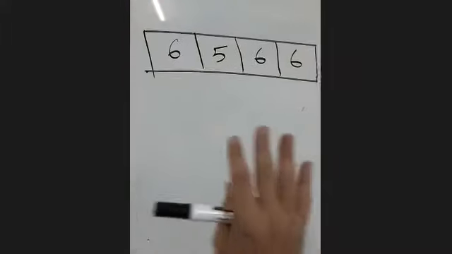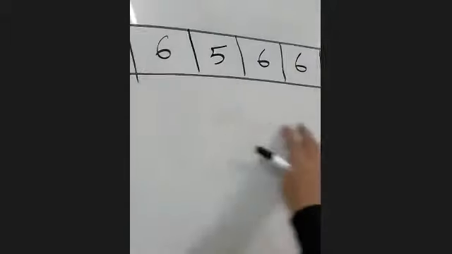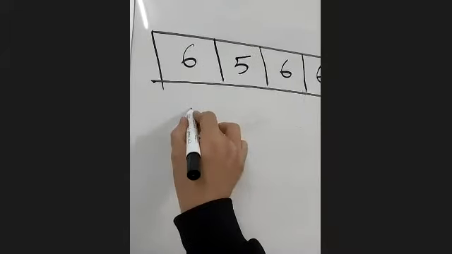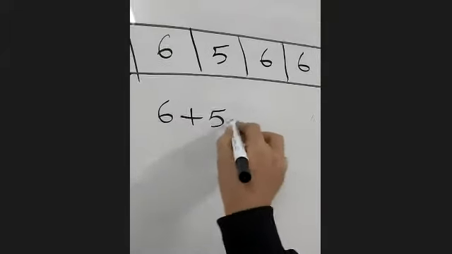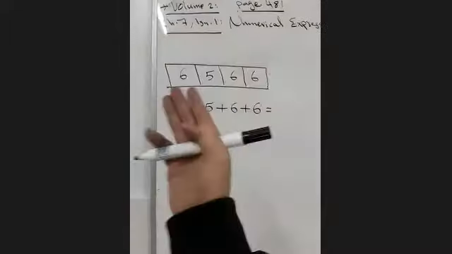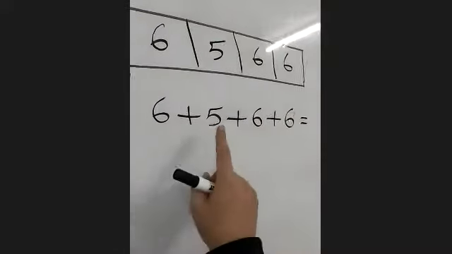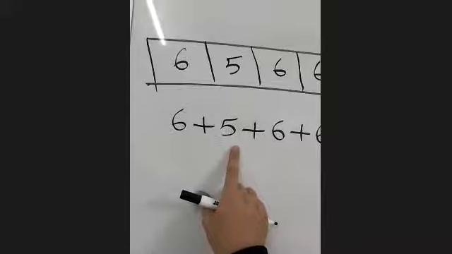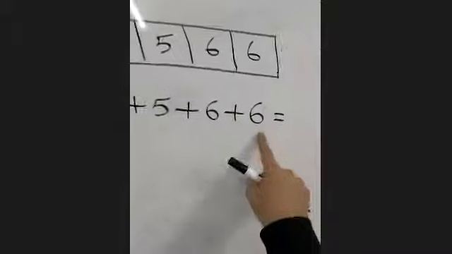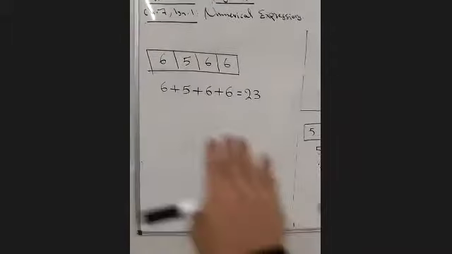Let's first use only addition. What can we write here, only addition, to find the total? 6 plus 5 plus 6 plus 6. Good. So here we can add them all. Let's add and find the answer. 6 plus 5 is 11, plus 6 is 17, plus 6 is 23. 23. This is only addition.